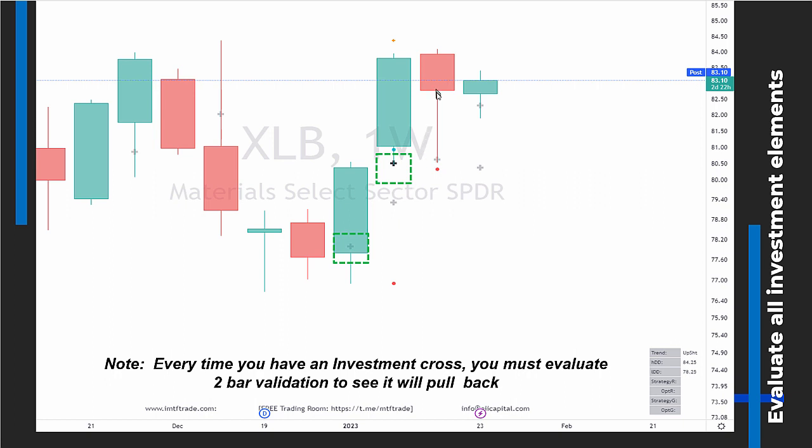This failed the 2nd bar here, so believe it or not, this now has a high probability to come back to here eventually. So you have to evaluate each time you have a cross, evaluate if it passes the 2-bar validation. If it doesn't, believe it or not, it has a high probability to come back to that cross, which is right there.